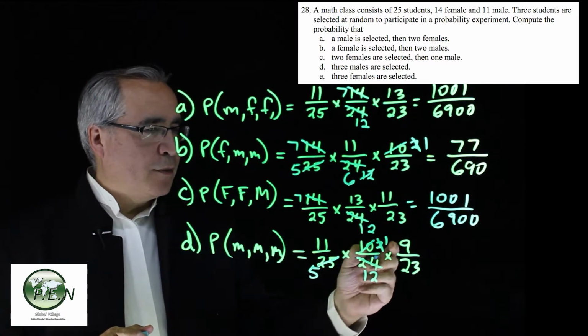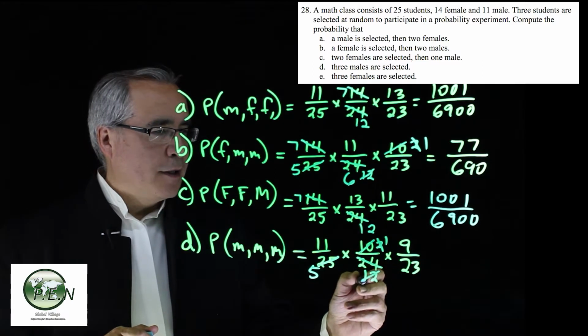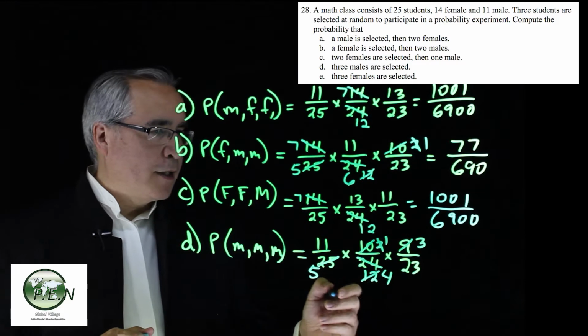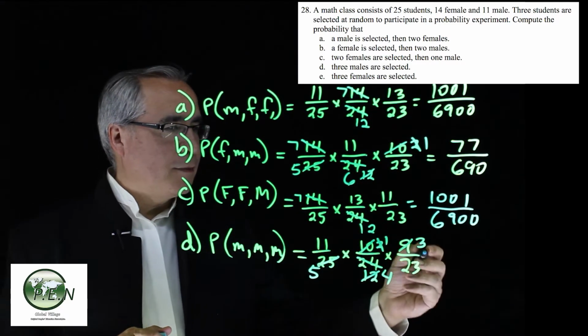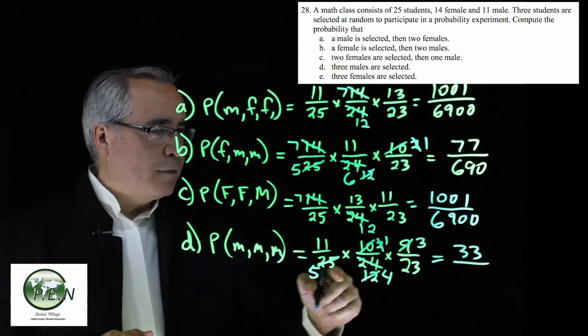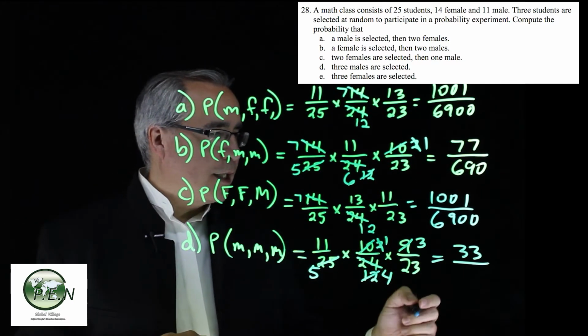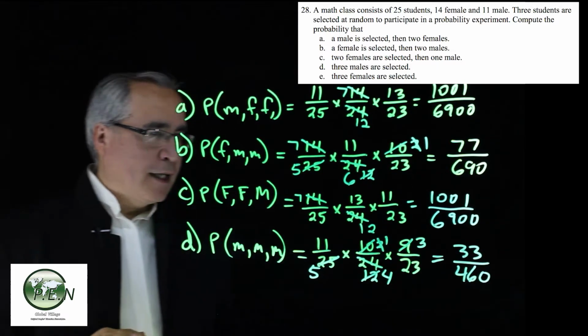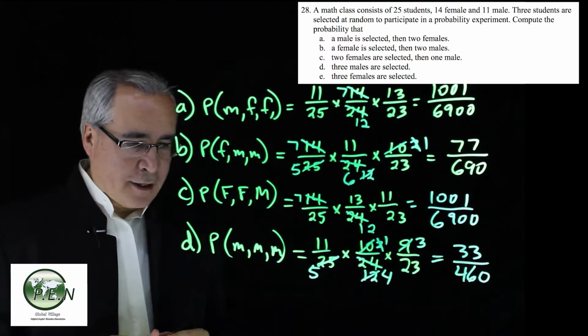9 has a 3 in it. 3 goes into 12 4 times. 3 goes into 9 3 times. So it should be 11 times 1 times 3, giving us 33 in the top. 5 times 4, which is 20. 20 times 23, we should get 460 for our probability there.